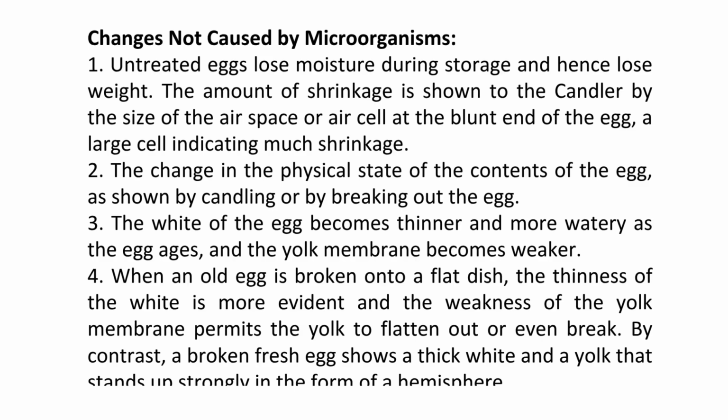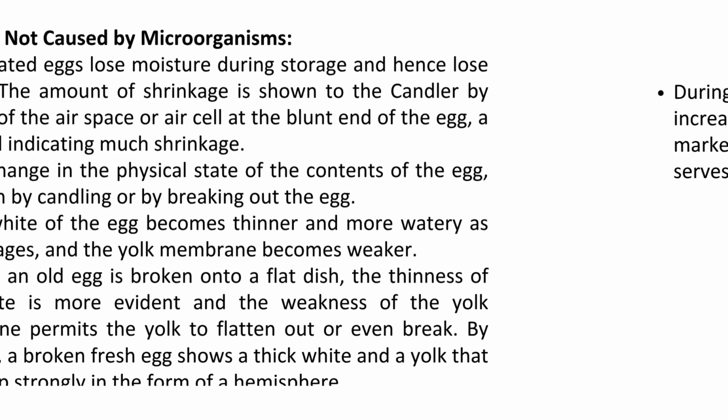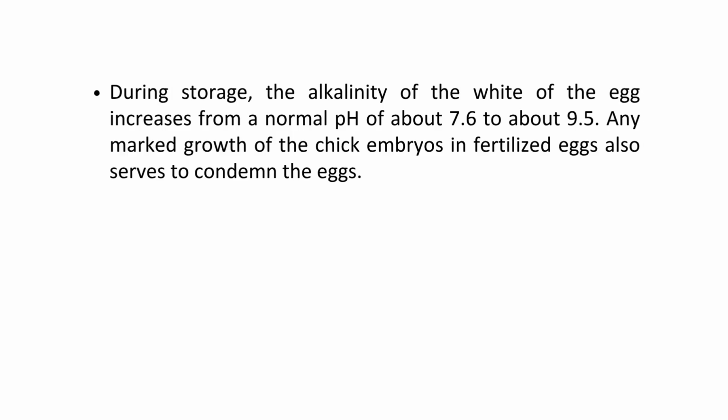Second, the physical state of the contents changes. The white becomes thinner and more watery as the egg ages and the yolk membrane weakens. When an old egg is broken onto a flat dish, the thin white is evident and the weak yolk flattens out or breaks. A fresh egg, by contrast, has a thick white and a yolk that stands up like a hemisphere. Also, during storage, the alkalinity of the white increases from a normal pH of about 7.6 to about 9.5.